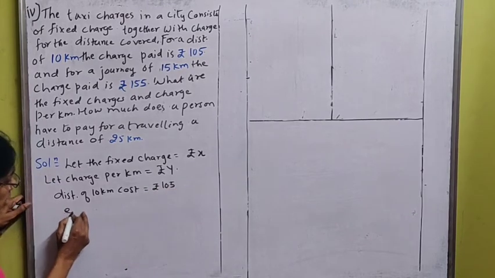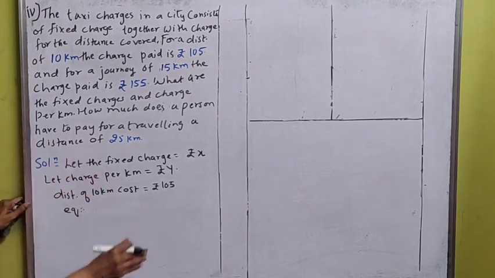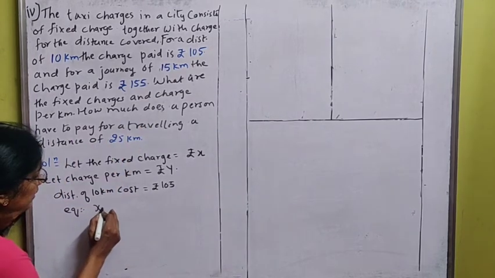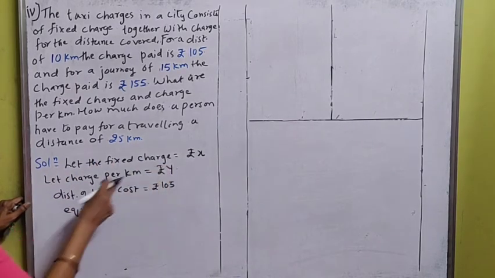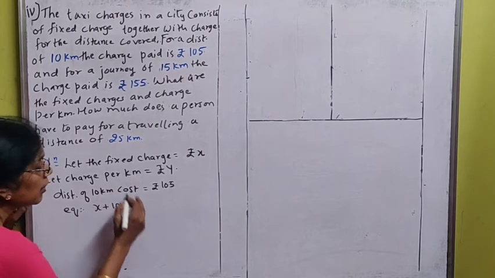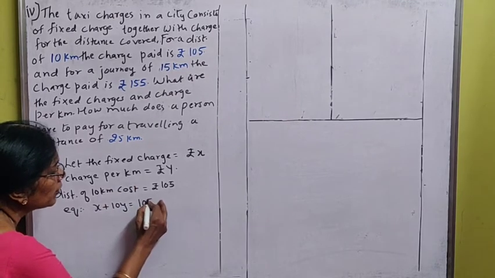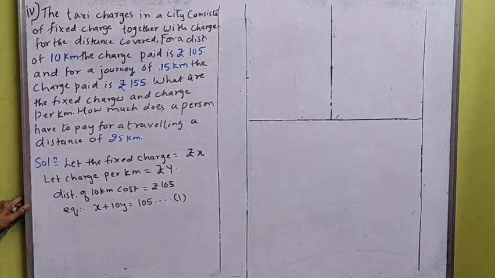So what will your equation be now? The fixed charge you have to give. What is the fixed charge? X, plus for 1 kilometer rupees Y you are going to pay. So for 10 kilometers, how much? 10Y is equal to the total amount you are going to pay, 105. This is your equation number 1.